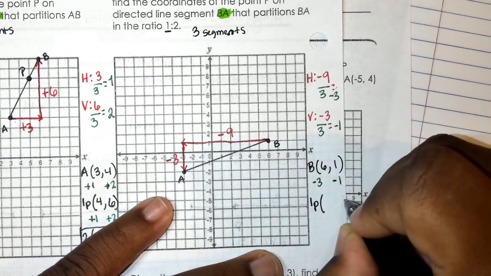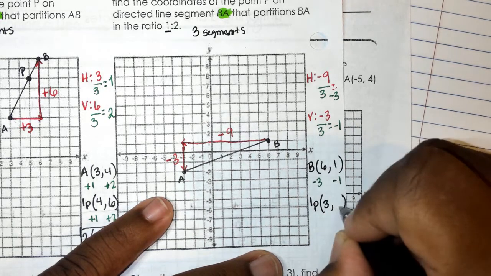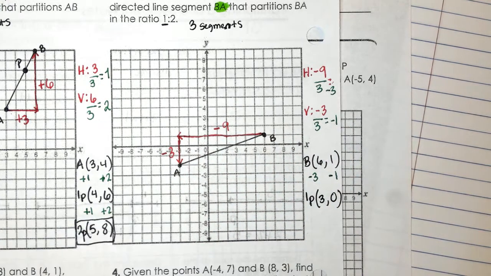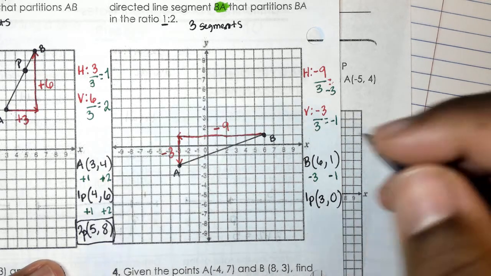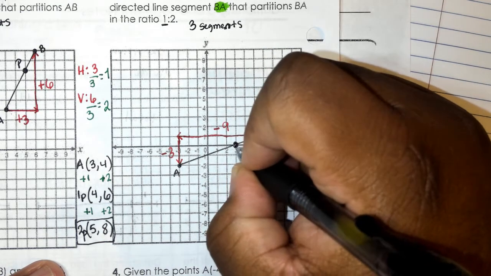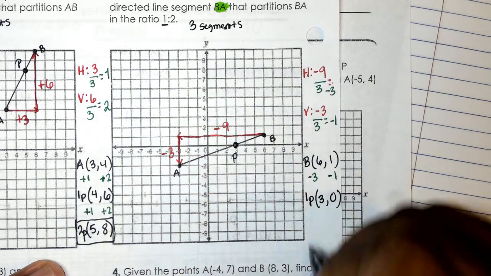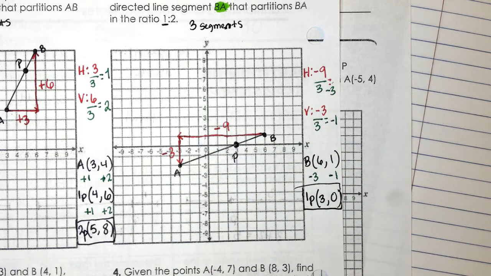So this first partition is the only one I have to do. One partition, and 6 minus 3 is going to be 3. 1 minus 1 is going to be 0. This will be my partition after one partition using the change in X and change in Y that I calculated. So my point is going to be at 3, 0. And then on the graph, I could just drop that on here. 3, 0. This is my partition point. Moving on to the next one.